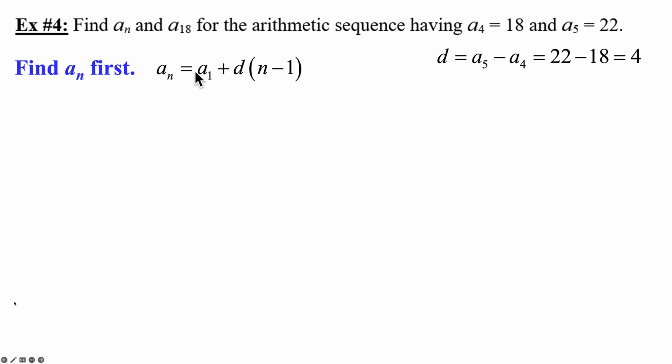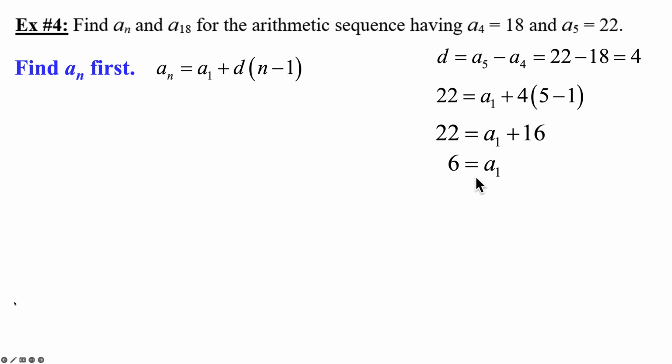Now, to find a sub 1, I'm going to use this right here. So I have my slope, and I have 2 points here. So a sub 5, if n were 5, a sub 5 would be 22 equals a sub 1 plus my common difference d, 4, and my n being a 5, n minus 1. The only thing left to solve for is a sub 1. 5 minus 1 is 4 times 4 is 16. Subtract the 16 over to the 22, I get 6. There's my a sub n equation.